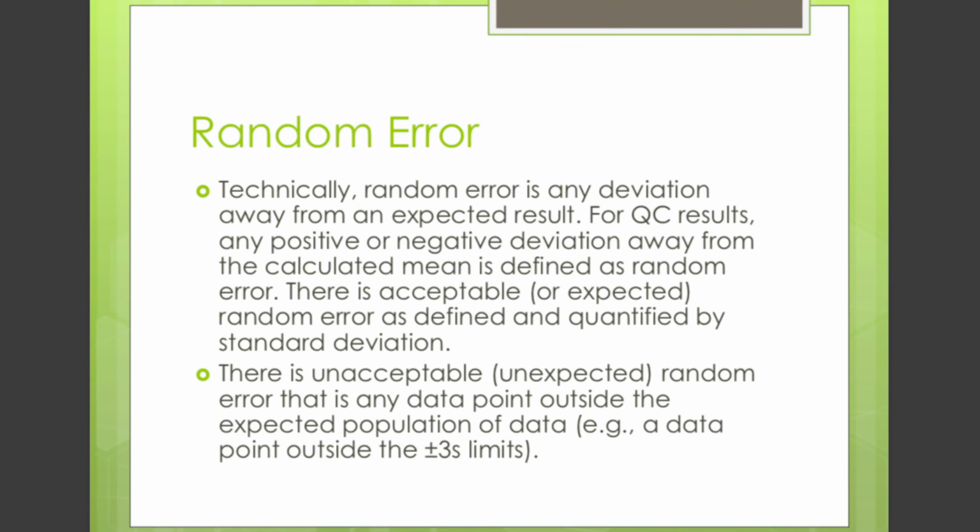However, a random error is one that exceeds both the negative or positive standard deviation as highlighted in our quality manuals. This is termed unacceptable or unexpected random error, where the data point exceeds 2 or 3 standard deviation limits. Another statistical measure that we use in the lab is the coefficient of variance.